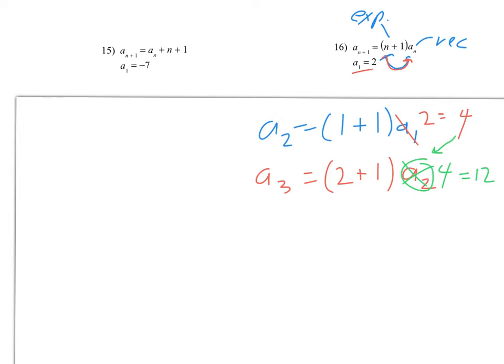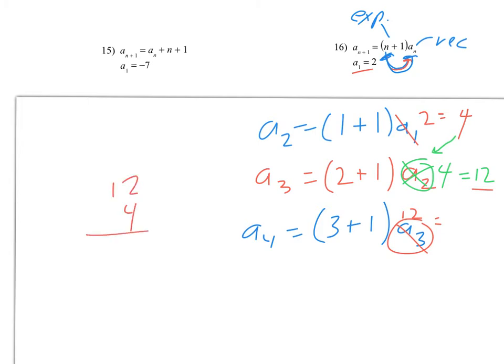And so then next up, I'm going to do a sub 4. When I do a sub 4, this now drops down to a 3, and this one has a sub 3. And the plus 1 is still there. And once again, just making sure that those n's match. And now I'm going to take this 12 from the previous term, a sub 3, and I'm going to plug it in right there. So this is 4 times 12. Trying to make sure I get this right, is 48.